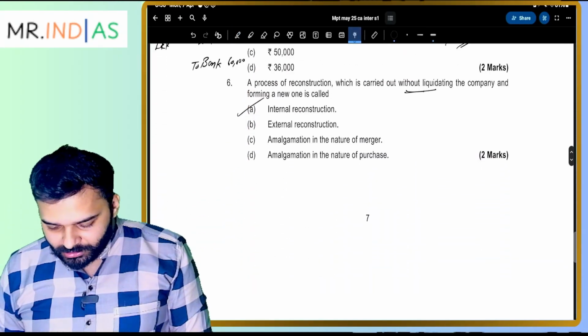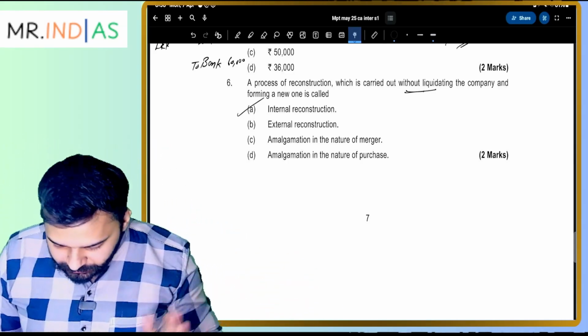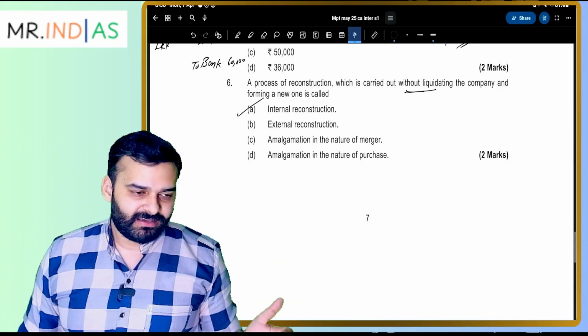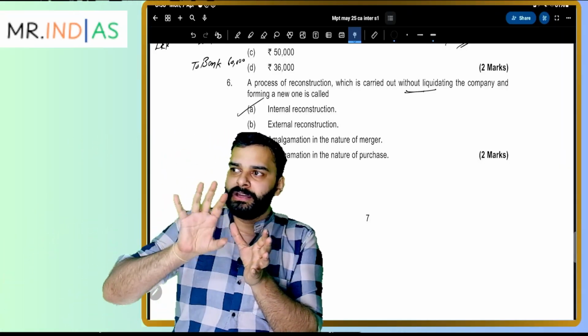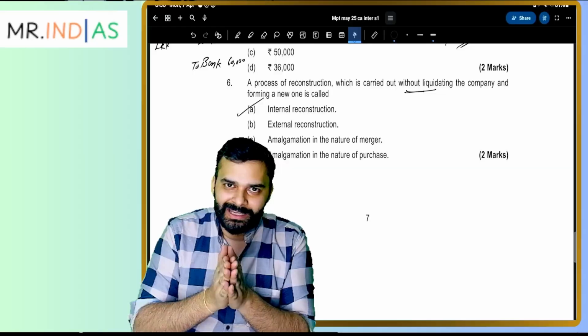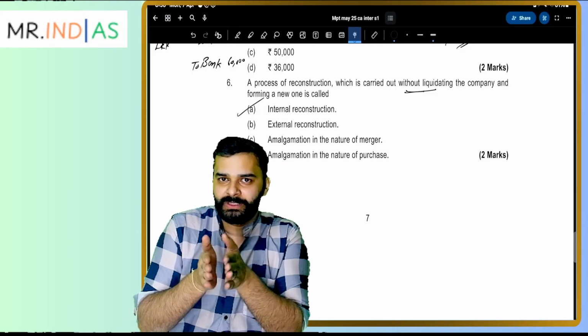Question number 6. A process of reconstruction which is carried out without liquidating the company and forming a new company is called internal reconstruction. When you internally reconstruct your organization, reduction of share capital, you join hands in front of a creditor, please waive our loan, waive our debt.